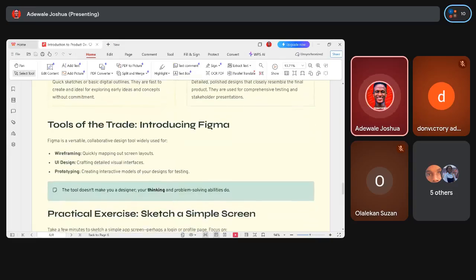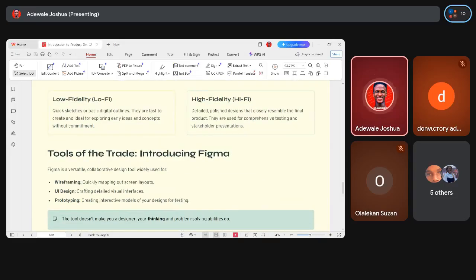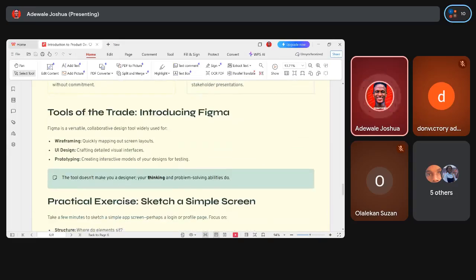Then tools of the trade, like introducing Figma. We have Figma, which is one of the core tools a product designer uses because it allows you to wireframe. It brings about you working extensively on your UI designs, and it also makes prototyping very, very easy.